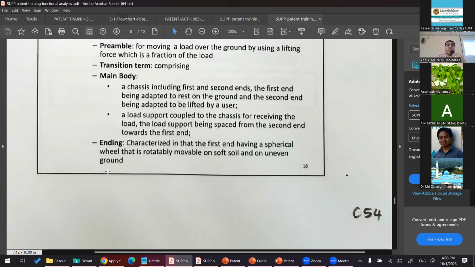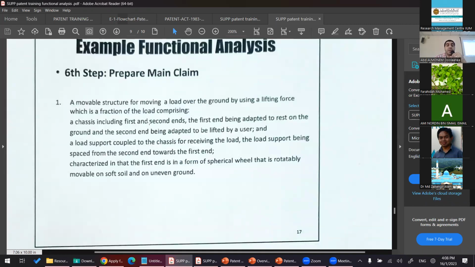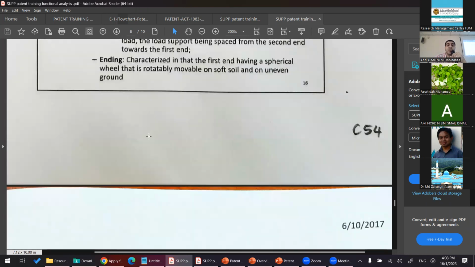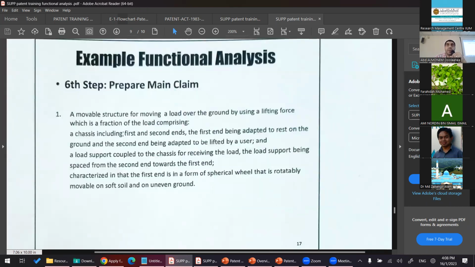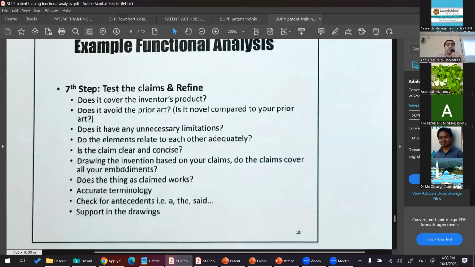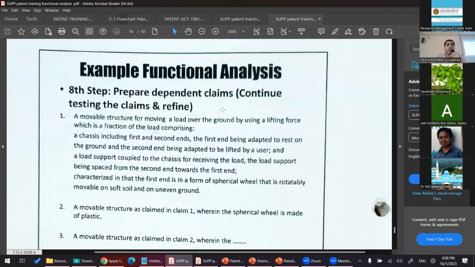So this is the criteria. Prepare the main claim. So this is how you write the claim later: a movable structure for moving a load. This one is a detailed version, but you need to reformat it based on what we will learn next, the patent regulation. Reformat it in this way. Now you can test this claim and refine it.